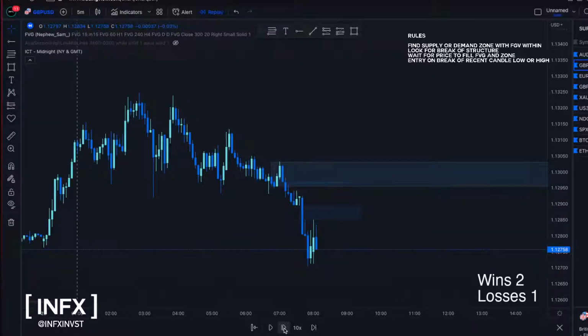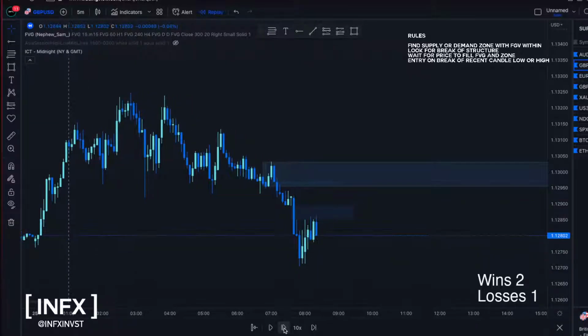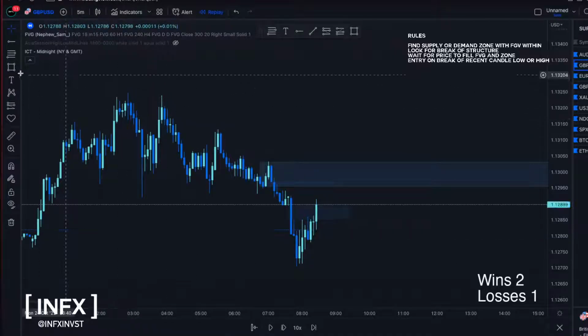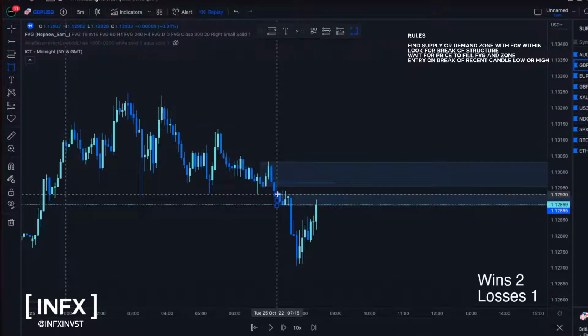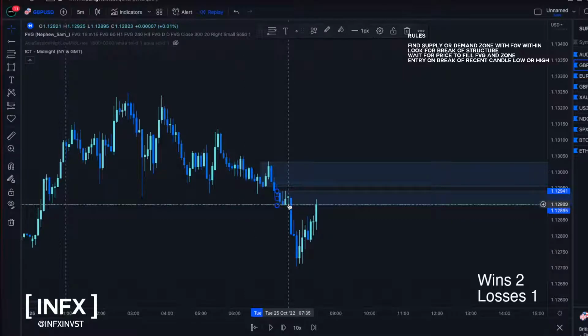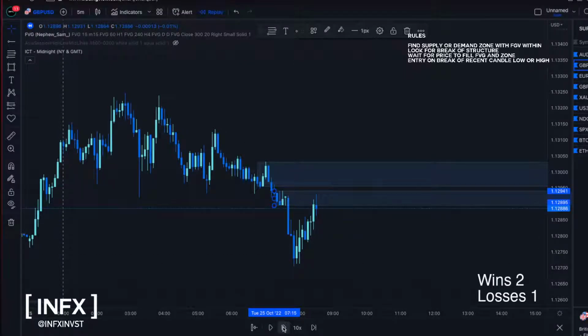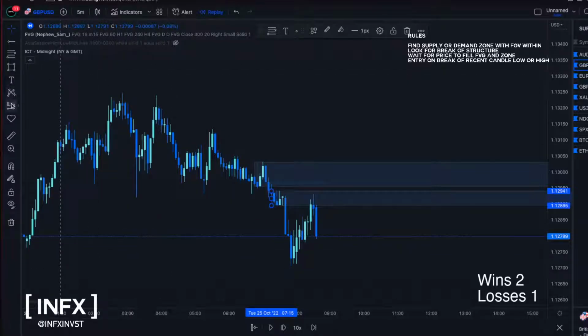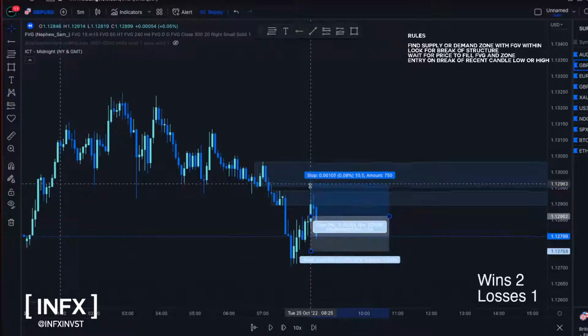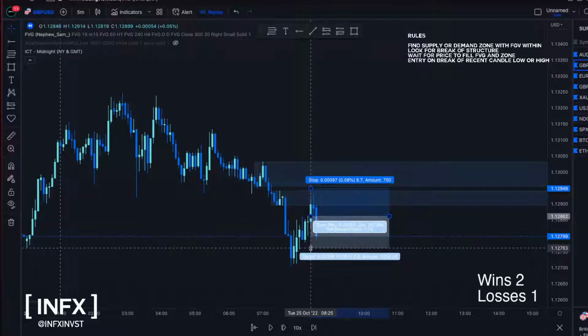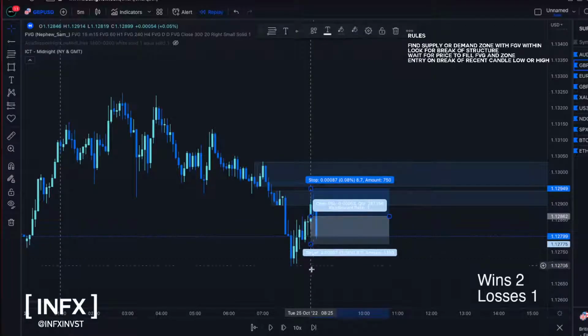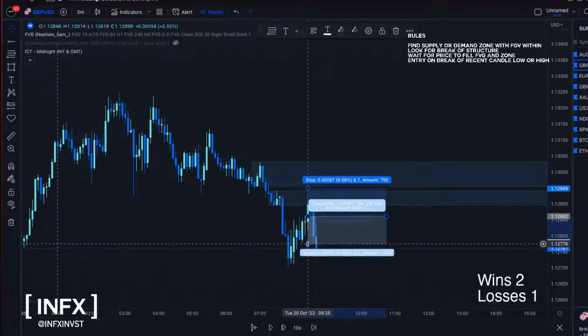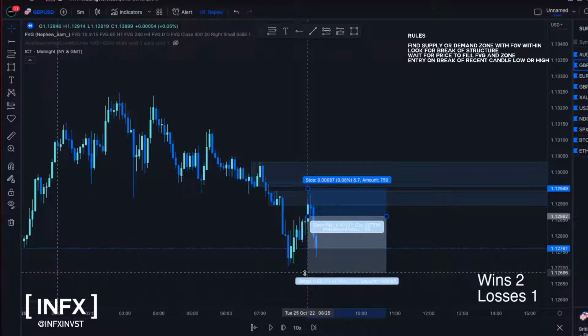Okay, nice big push down. Now we do have this zone, supply zone here. The FVG was just before, we did fill it, so let's see if we get a reaction from this area. We did. Stop above here. Go for our 1 to 1. We got that. Do we get a 1 to 2?